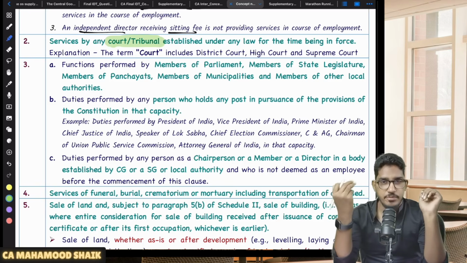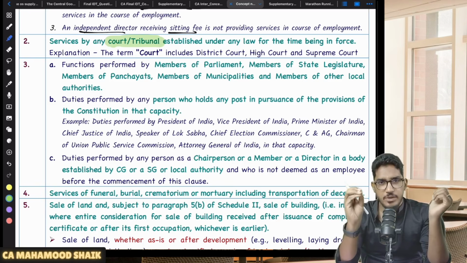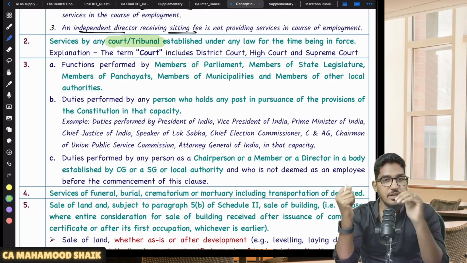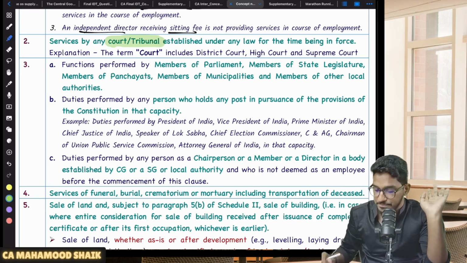So if you want judgment, you approach a court or a tribunal, and they will ask you to pay some nominal fees for the purpose of the court proceedings. So you'll pay some fees to the court or tribunal for hearing your case. That is not considered as supply of goods, not even considered as supply of service. On that, GST will not come.